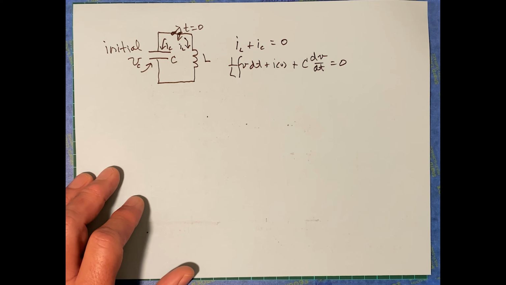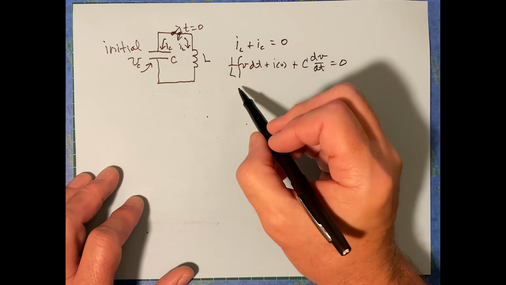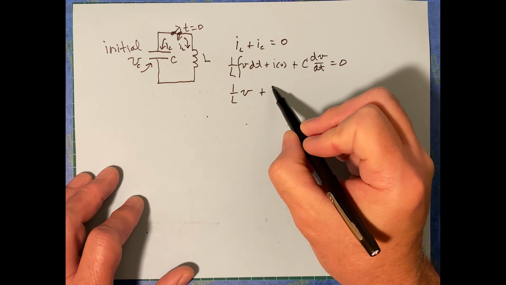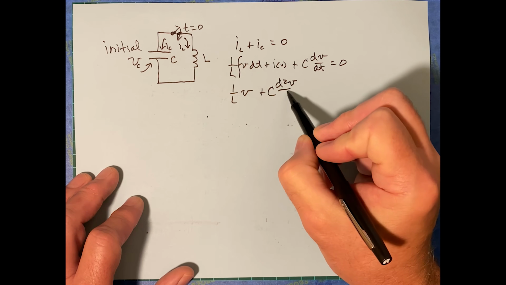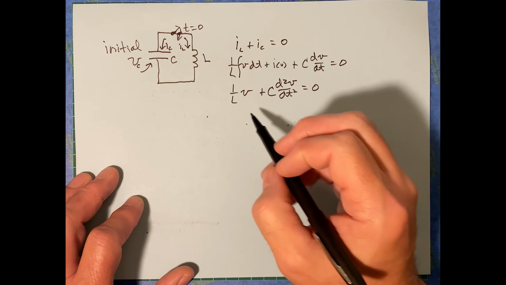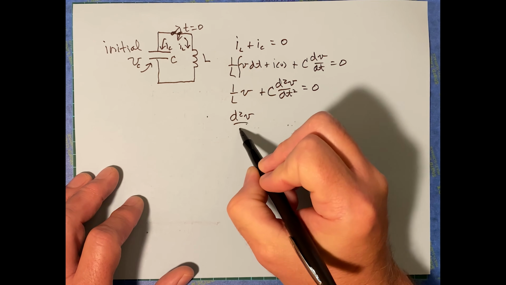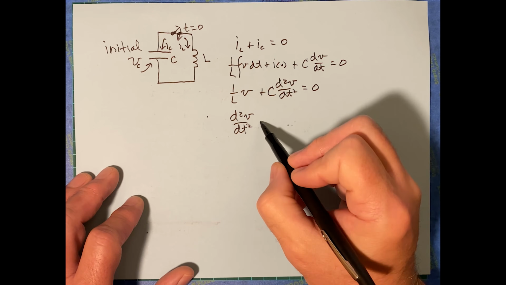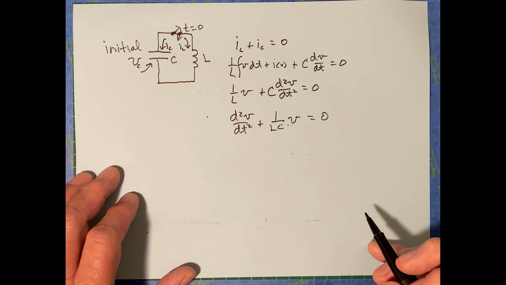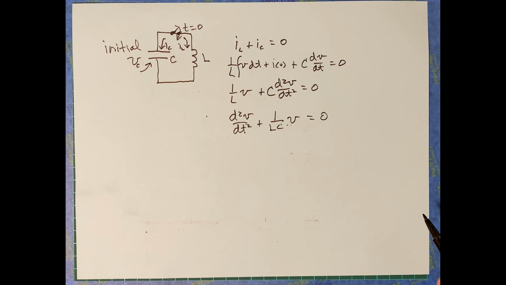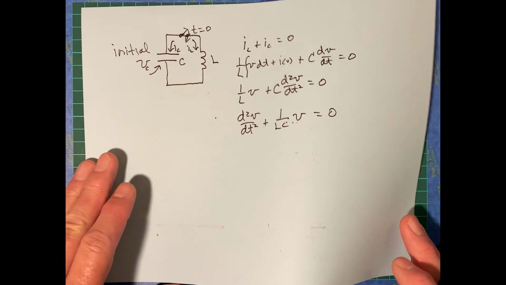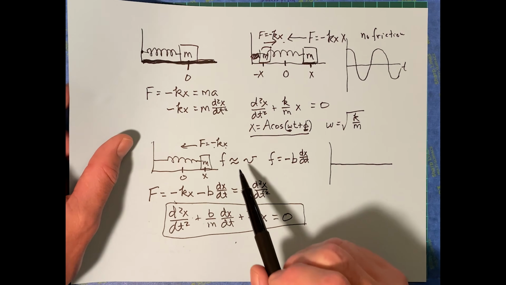Just like before then, let's take the derivative of both sides. And when we do that, we end up with 1 over L V plus C d squared V dt squared, and that's equal to 0. Okay, I'm going to rearrange the terms here. I'm going to end up with d squared V dt squared plus 1 over LC V equals 0. Okay, now have you seen anything like that before? The answer is yes, you have. You saw that just a second ago right here.